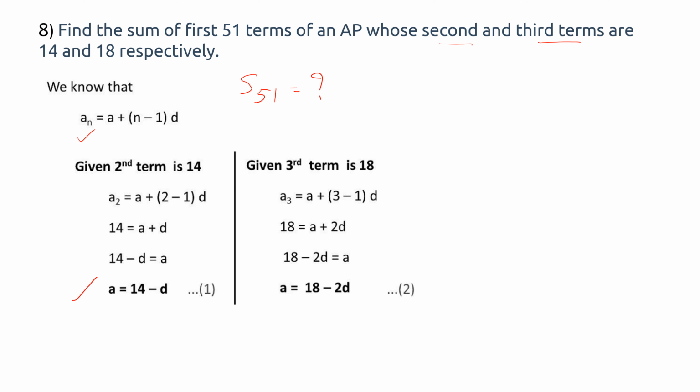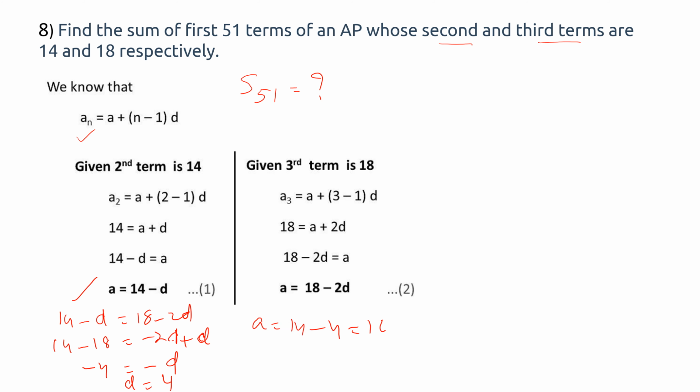So here we have two equations in terms of A. Equate the two. So 14 minus D equal to 18 minus 2D. 14 minus 18 equal to minus 2D plus D, minus 4 equal to minus D, and D equal to 4. So common difference is 4. Substitute in any one of the above equations, we can get the value of A. If I substitute in 1, A equal to 14 minus 4, and that is 10.